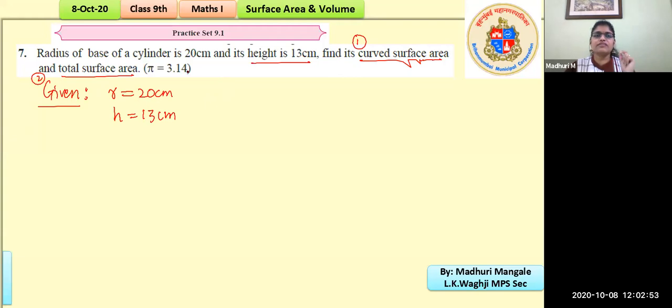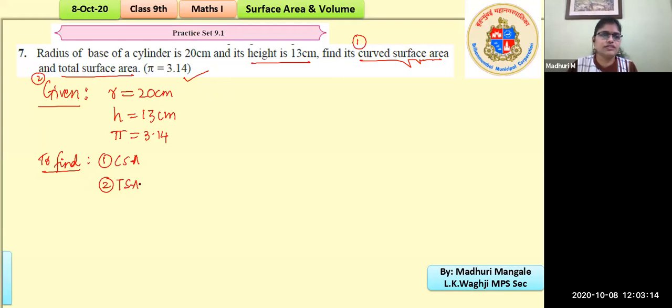Of course, we are given pi. You have to be very careful when the value of pi is given. You have to strictly use that value only. So here we are given pi also, that is 3.14. And what are we asked to find? So we are asked to find two things. First is the curved surface area, and second is the total surface area.